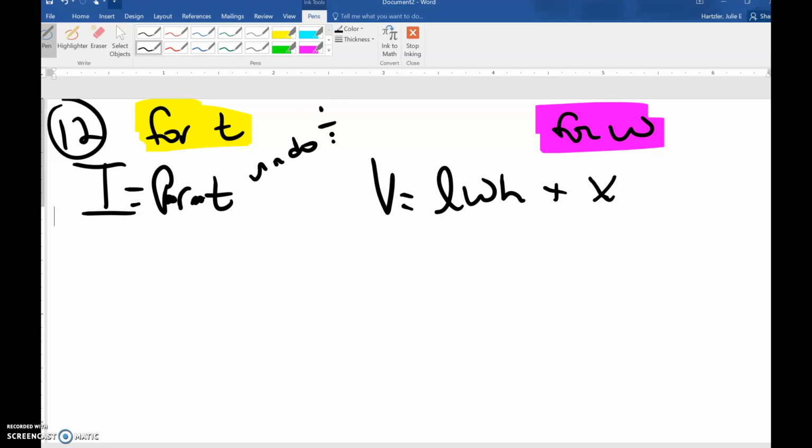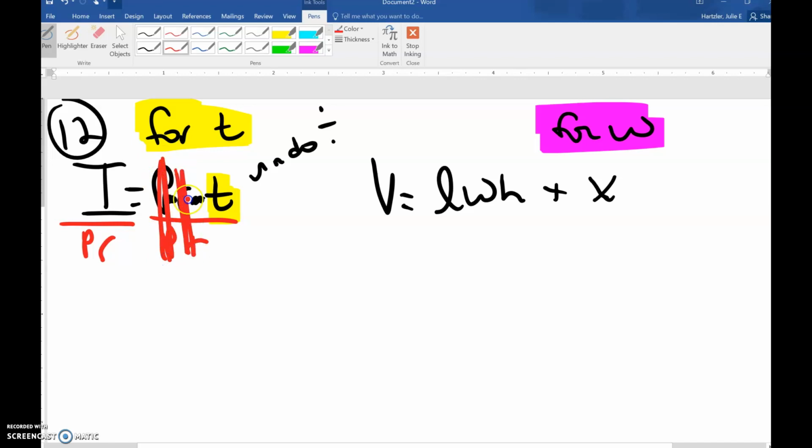Well, you're solving for t. So you want to keep the t, you want to get rid of everything else. So I'm going to divide both sides by the things that are multiplied that I want to get rid of. So to get rid of multiplying by p, divide by p. To get rid of multiplying by r, divide by r. So both sides are going to get divided. And notice p divided by p is 1, r divided by r is 1. They cancel. T is still there because I didn't do anything to t.